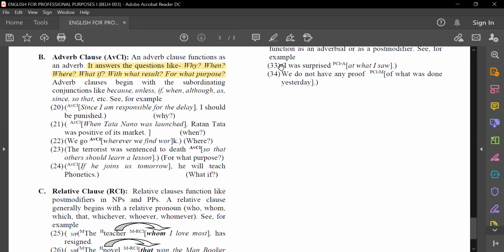Adverb clauses begin with subordinating conjunctions. We are not using coordinating conjunctions. Coordinating conjunctions are used for independent clauses, so we have subordinating conjunctions for subordinate clauses. Now you can see an example over here. These conjunctions will be working under the adverbial clause. Since I'm responsible for the delay, I should be punished.